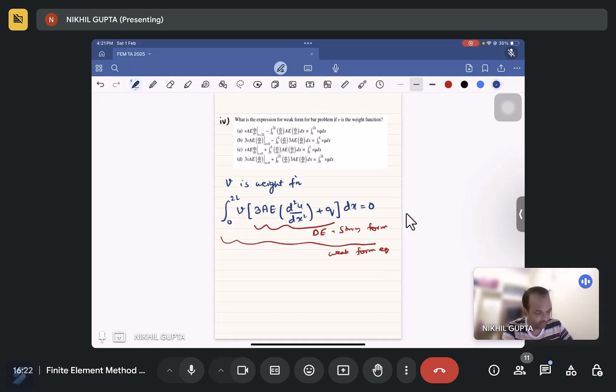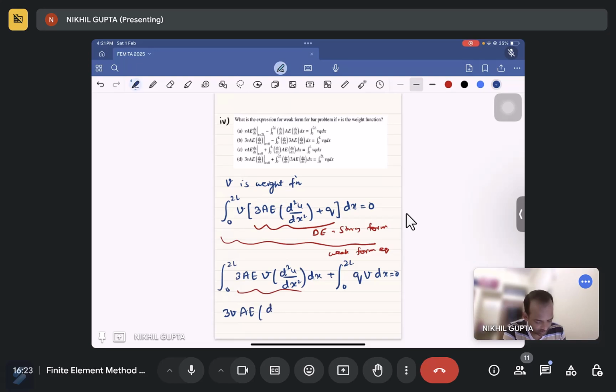Okay, now we have to solve this to get the weak form. We can write this as the integral from 0 to 2L of 3AE v d2u by dx square dx plus the integral from 0 to 2L of q v dx equals 0. Now you have to use integration by parts in this, and if you solve integration by parts in both, what you will get is 3v AE du by dx at x equal to 0, plus the integral from 0 to 2L of dv by dx 3AE du by dx.